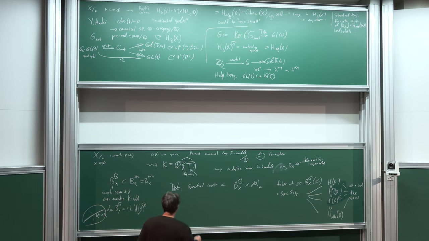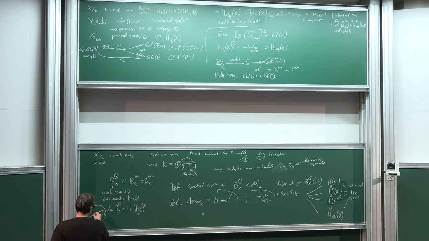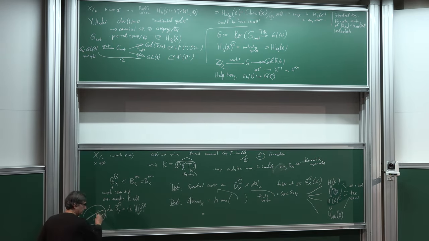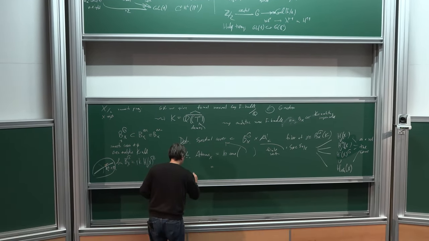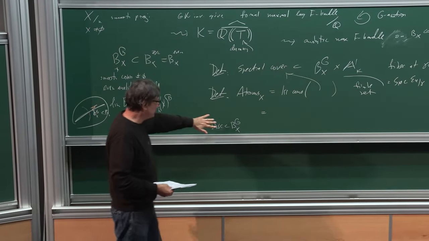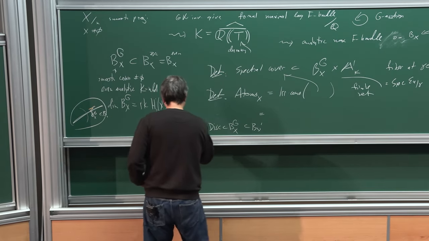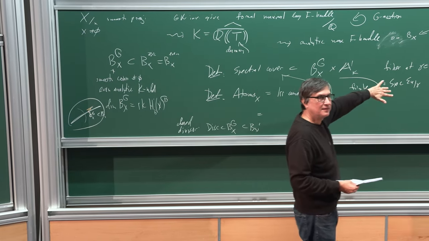So you get the spectral cover, and the main definition: the atoms of X will be the set of irreducible components of the spectral cover. It's just a finite set. Or one can describe it in a different way. You have this B_{X,G}, and there is a certain discriminant. B_{X,G} is again something like a polydisk? Yes. And here there is a divisor, a closed divisor, which consists of points where the multiplicity of the spectrum is less than at a generic point.